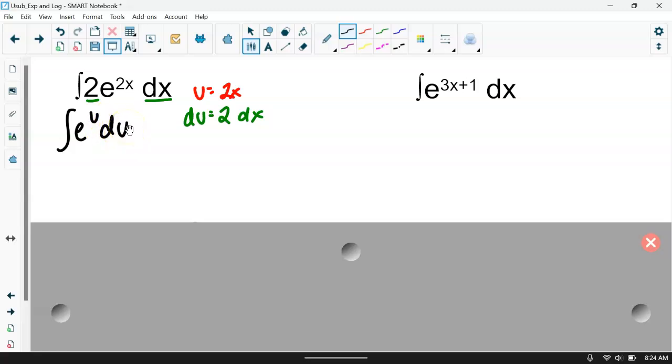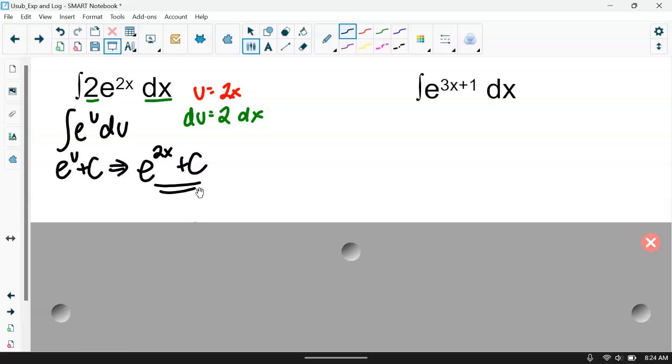Then just like if we had e to the x, it's still all the same, right? U is a variable. So the integral of e to the u is e to the u plus c. So again, that means here our integral is e to the 2x plus c. So again, we're still using u substitution in this case, because notice it's not just e to the x, right? We have a function inside.